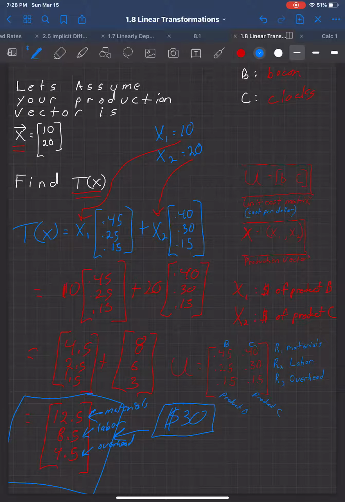So add that up. We got $12.50 plus $8.50 plus $4.50, so that's $25.50. So here we go. $25.50 is going to be eaten up in costs out of that $30 that you put into production.